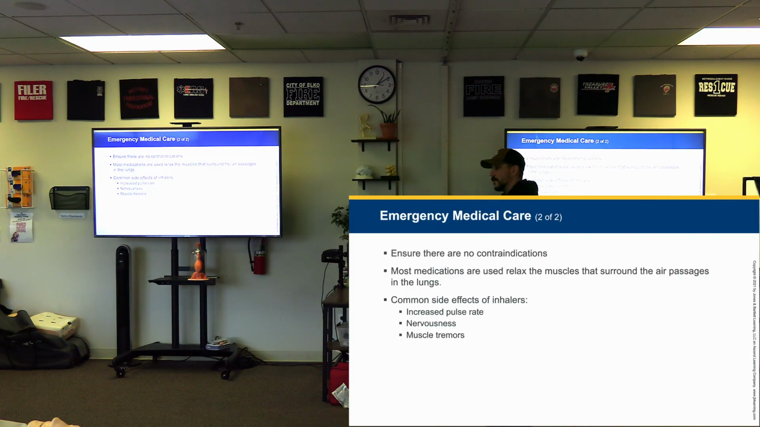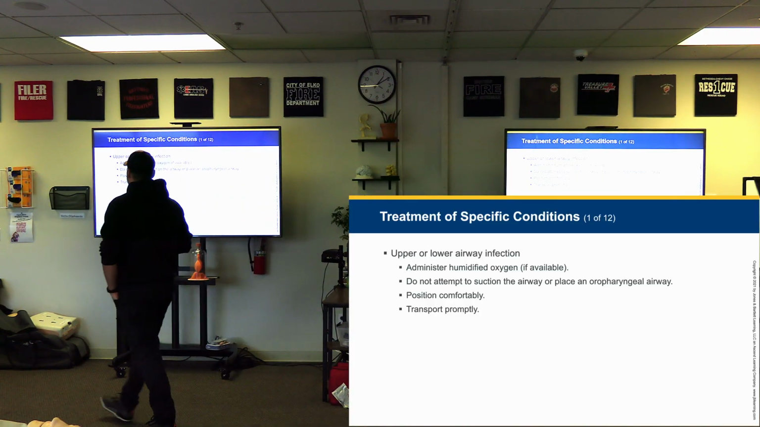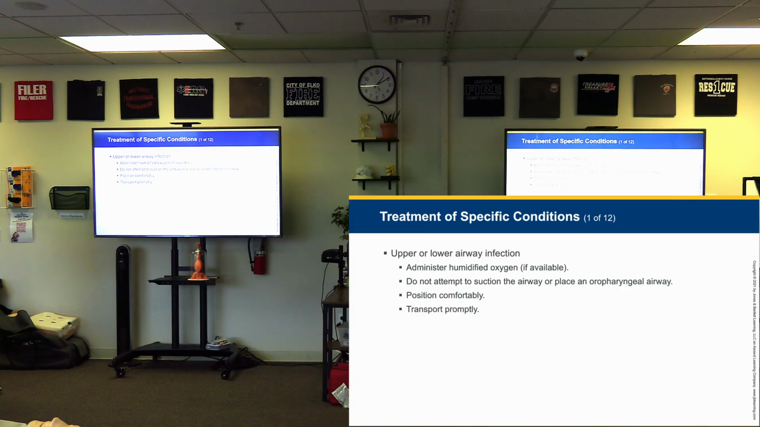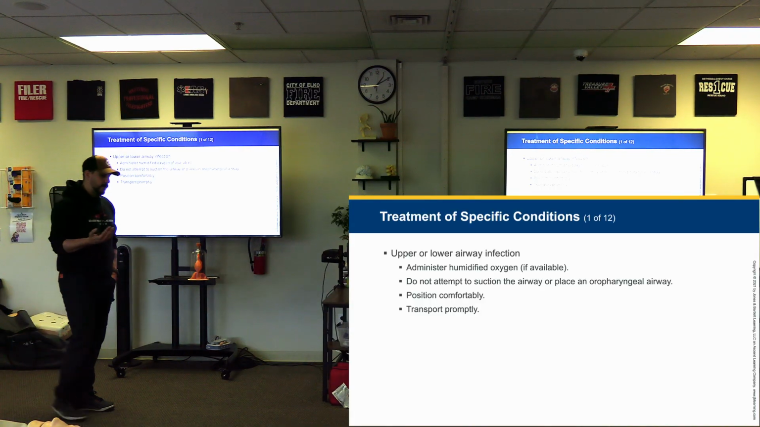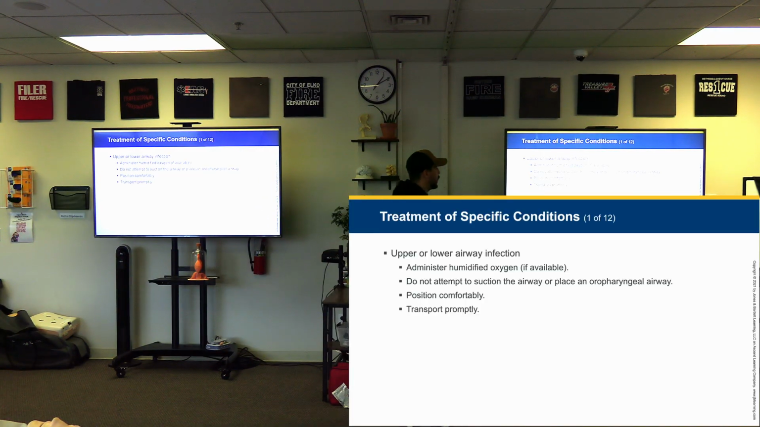protocols that might differ. Okay, so for upper and lower airway infections, our treatment of choice is to administer humidified oxygen, right? I haven't heard of any agencies that carry specifically humidified oxygen. I could be wrong, they probably exist. But for the MacGyver situation, saline in a neb will open that up, that will humidify that air. Do not attempt to suction the airway or place an OPA, right? Especially if we're talking epiglottitis, because you're gonna make that epiglottis really mad, and once again, we run the risk of that thing dropping. Prompt transport.